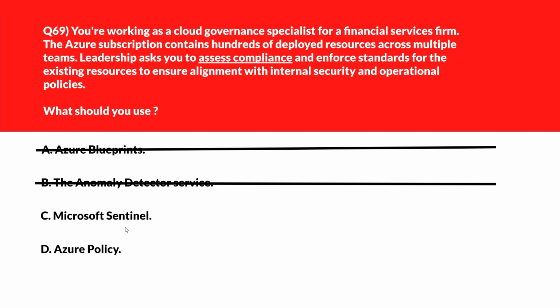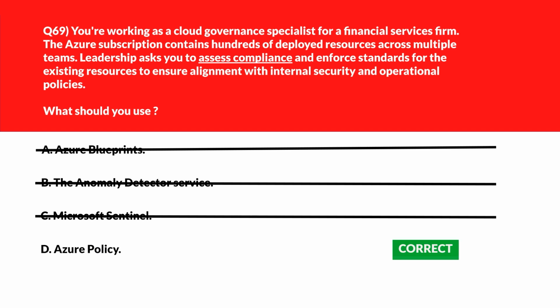C says Sentinel. Microsoft Sentinel is designed for security monitoring, not policy based compliance. Incorrect. Option D says Azure Policy. Azure Policy evaluates a resource configuration and applies rules to enforce compliance across existing assets. Well, looks good. We'll lock this as the right answer.